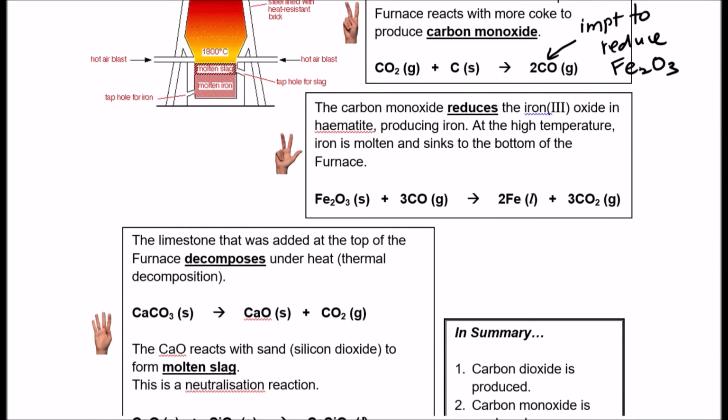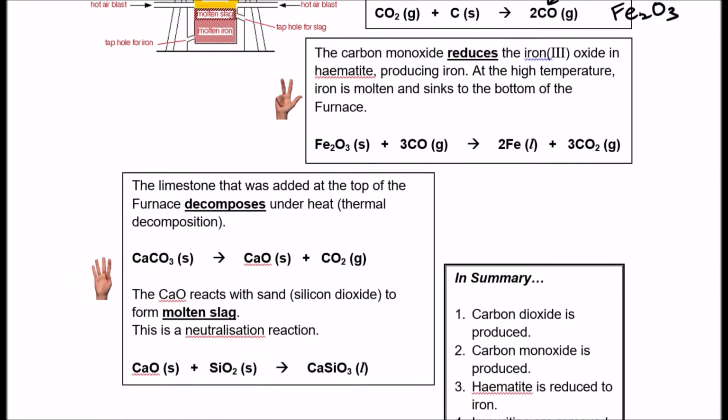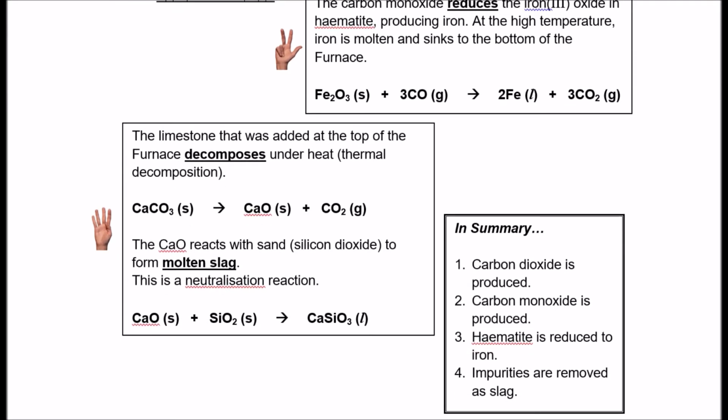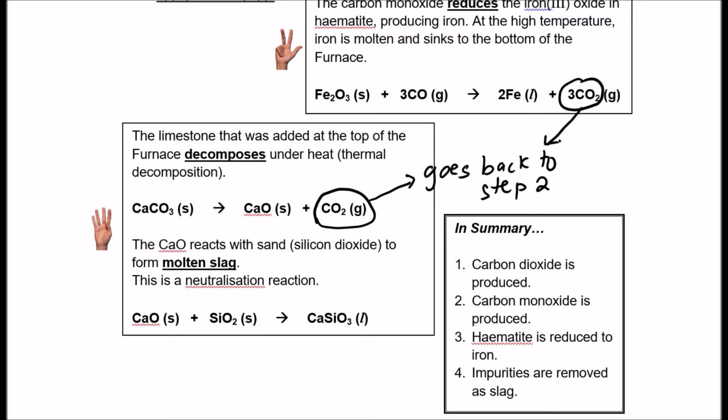In step 4, the limestone serves two purposes. The first one is that upon decomposition, it forms carbon dioxide. And this carbon dioxide will go back into step 2 and react with the coke to form carbon monoxide. Same with the carbon dioxide that was formed in step 3. But when there's too much carbon dioxide, it will still be released as waste.